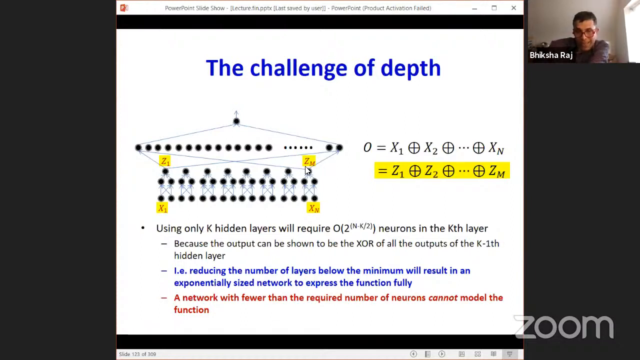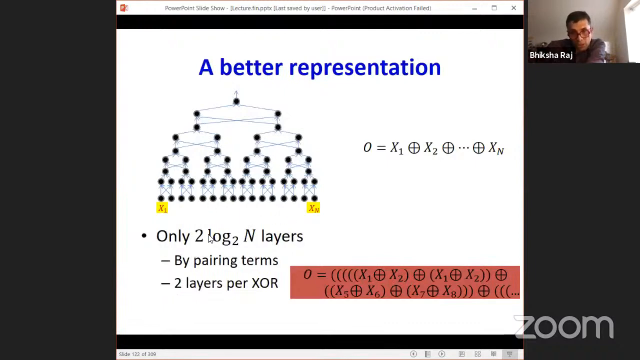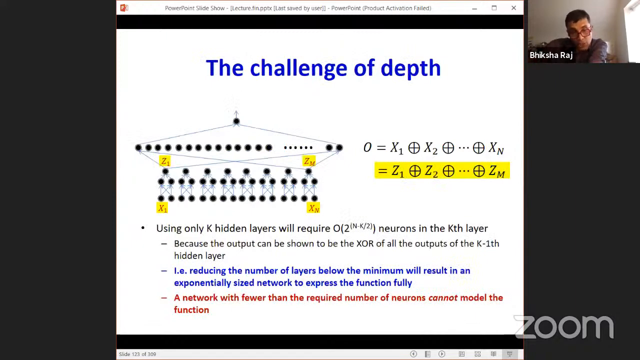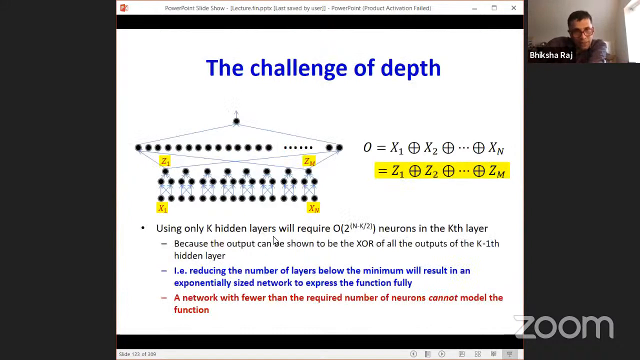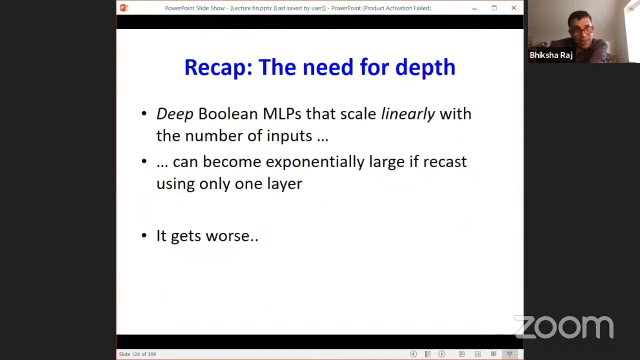Which means that any time I reduce the number of layers below 2 times log n, the number of neurons is going to become exponential in the size of the input. And in particular, if I fix the depth of the network and make it independent of the size of the input, then the network is going to require an exponential number of neurons in the hidden layers in order to model the function. And if I try to go below the minimum number of layers and say I'm not going to give you an exponential number of neurons, you simply cannot model the function. And so here's the case that deep Boolean MLPs that scale linearly with the number of inputs can become exponentially large if you recast them using only a fixed number of layers, not just one layer, a fixed number of layers, where the number of layers is independent of the number of inputs.